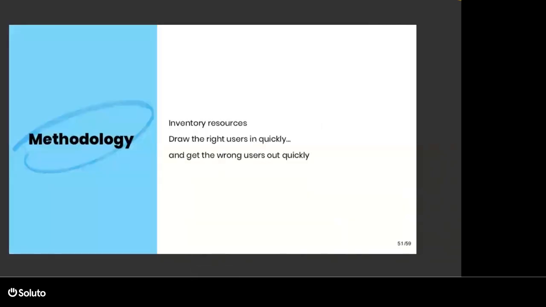So what did we do? The first thing you do when you think you have this situation is inventory your resources. What do you have at your disposal?